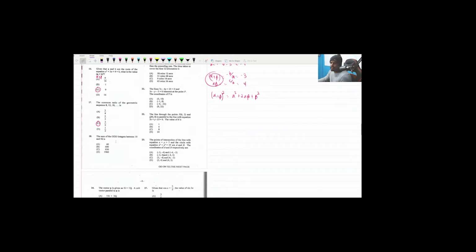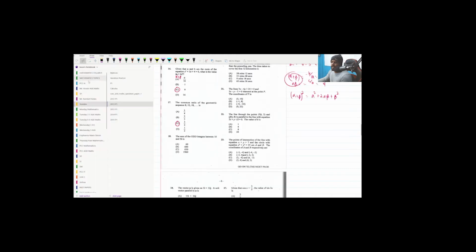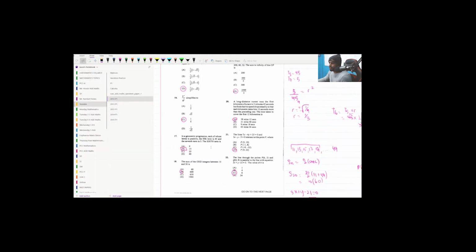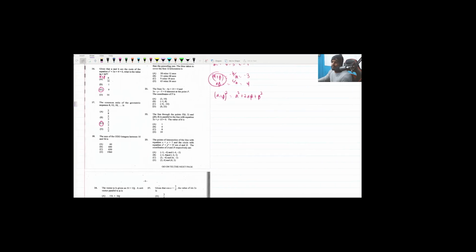The sum of the odd integers between 10 and 50 is 600. I was just double checking to make sure that this was a repeat question. Yes, it was. So go back in the 2012 paper and you'll see this working for this one here. So this one is 600.